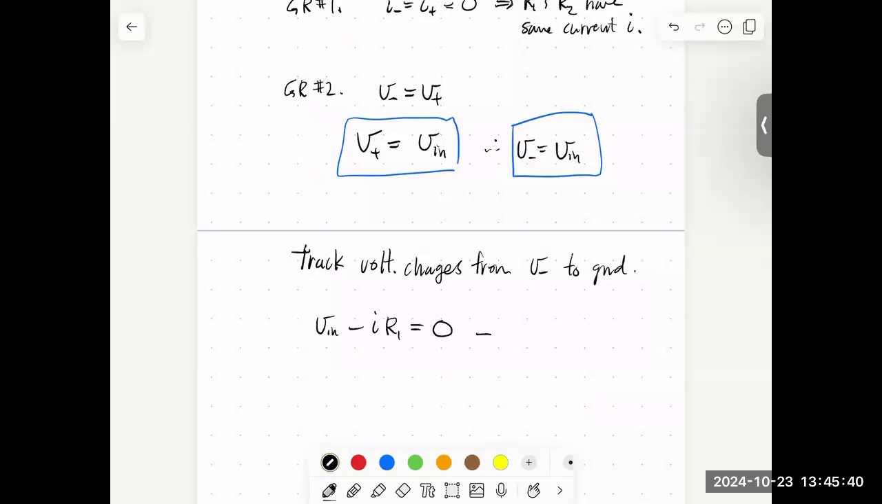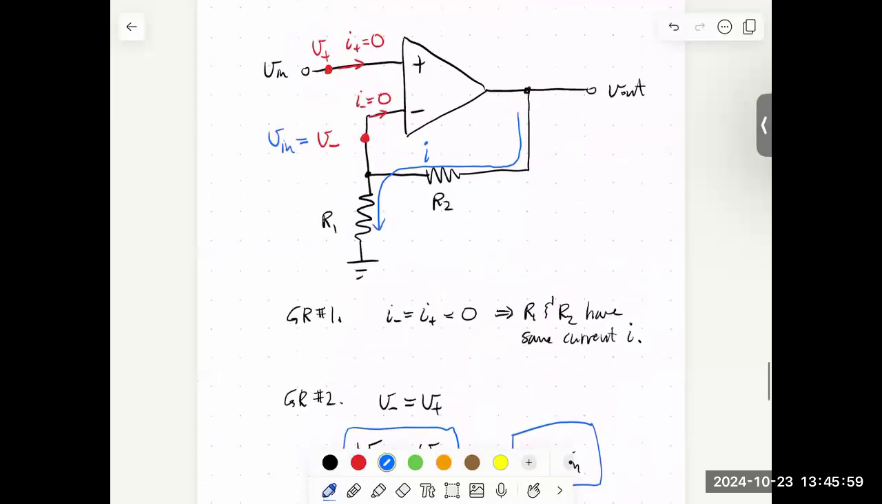And lo and behold, we get I is equal to Vn over R1. So now we know the current. The last thing we want to do is relate the output back to the input. So the way we'll do that is we know the current is Vn over R. If I could write an expression for the output in terms of the current, then my relationship is done between those two. You don't have to consider the second booster.